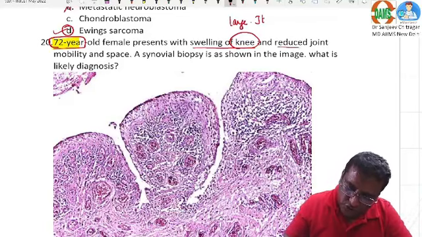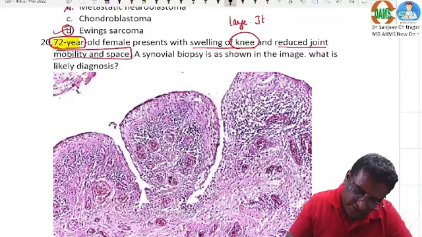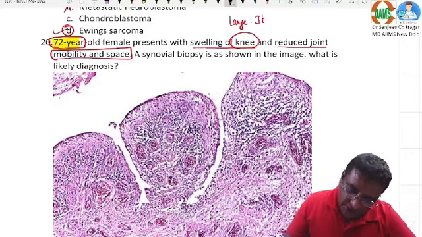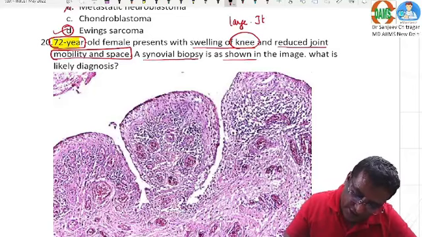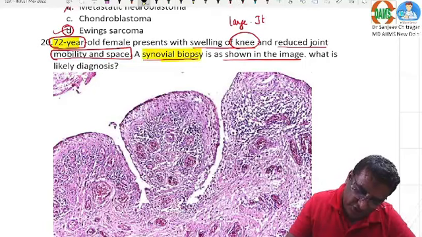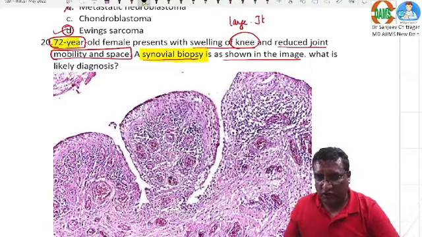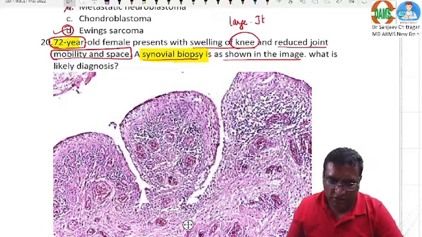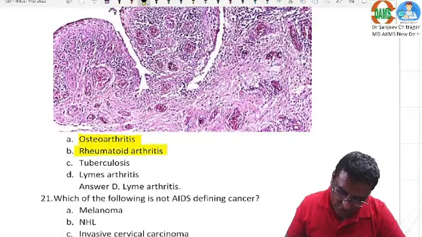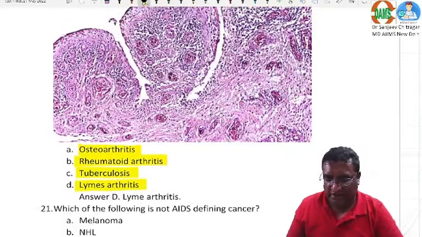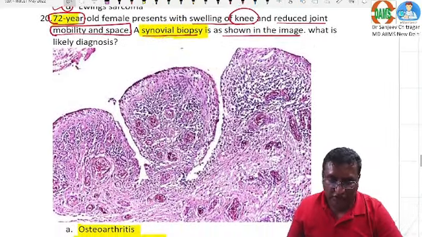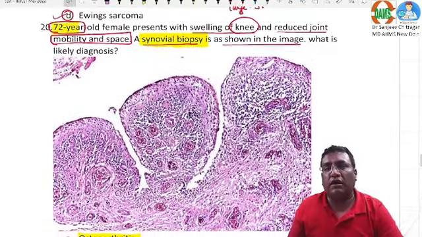There is reduced joint mobility and joint space. This I have got to know. So that means there is a joint involvement. A synovial biopsy was done and is as shown in the image. So basically the examiner has given you, or the orthopedician has done, a synovial biopsy. What is the likely diagnosis? Let us look at the options: osteoarthritis, rheumatoid arthritis, tuberculosis, Lyme's arthritis. Now in this, rheumatoid looks less likely at the age of 72 years and also with single large joint involvement.